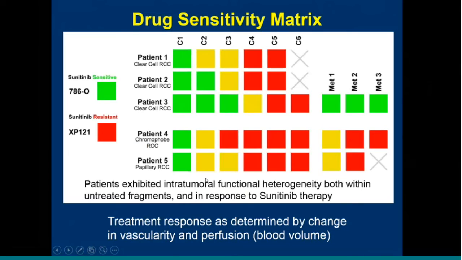And so we've noted from this that our patients will exhibit intratumoral functional heterogeneity, both with treated and untreated fragments. So core 1 will grow differently than core 2, even in the DMSO case, but also in response to sunitinib therapy. So core 4 for this patient does not respond to sunitinib, but core 1 will.